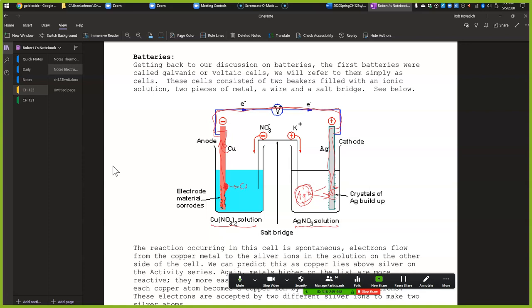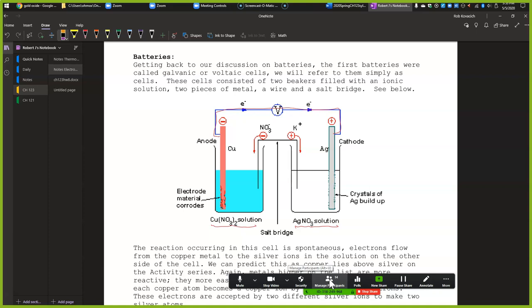It left. It's not copper element anymore. It's copper with a plus two charge, and this is aqueous. Becomes aqueous. So tell me what's happening to this bar of copper. It's corroding. It's corroding away. It's dissolving away. And what's happening to this bar of silver?